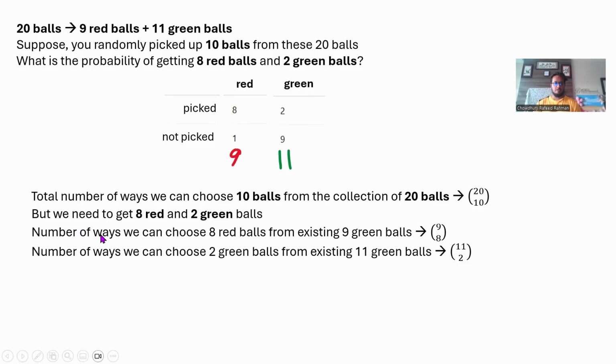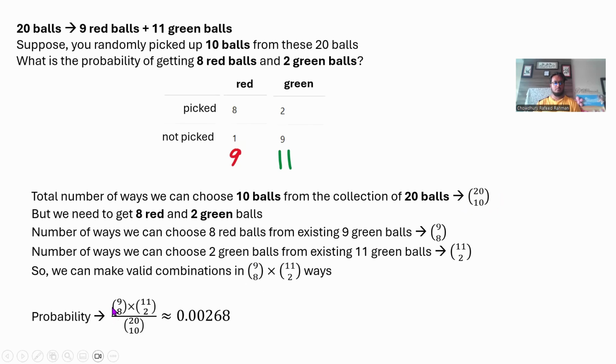The number of ways we can make these two choices is basically multiplication. So the way to get the probability is to divide this number of ways by the total number of ways. This is going to be the probability, and this is going to be 0.00268. I think this is quite intuitive. If you don't understand what I'm talking about here quite yet, then I would suggest you look at my video on hypergeometric distribution. It is part of my probability distribution series, and I'm going to leave the link of that video in the description.